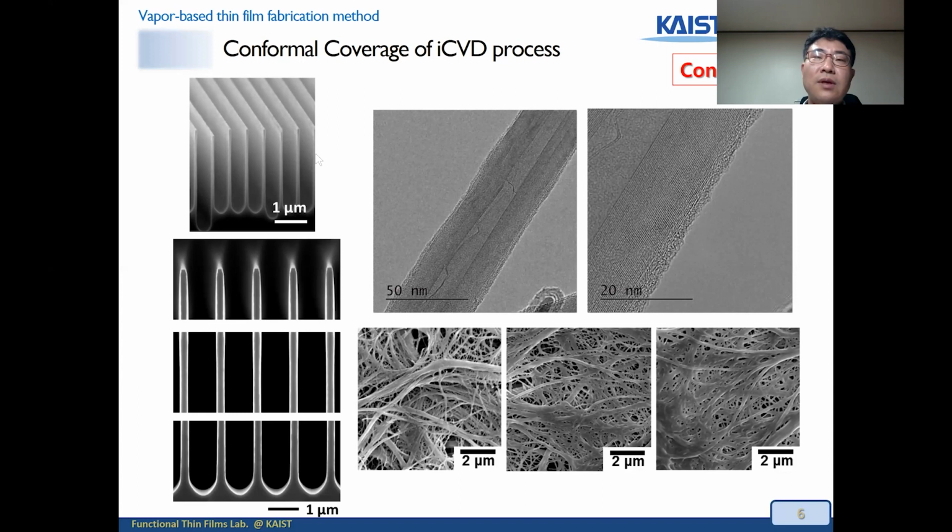Actually, this conformal coverage can be applied to various kinds of things. This is a very high aspect ratio trench structure with a height of 10 microns and a width of about 1 micron. This is a multiwalled carbon nanotube modified with, as you can see, a 5 nanometer thick iCVD polymer coating. This is a highly porous membrane separator for lithium-ion batteries, and this porous structure will be fully retained.